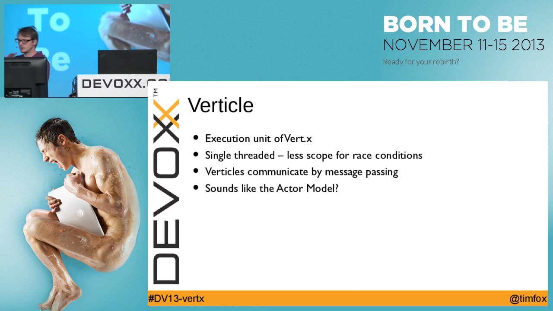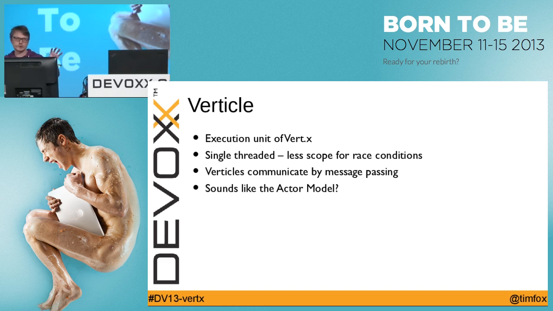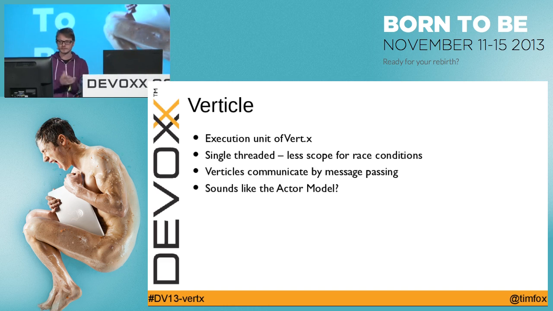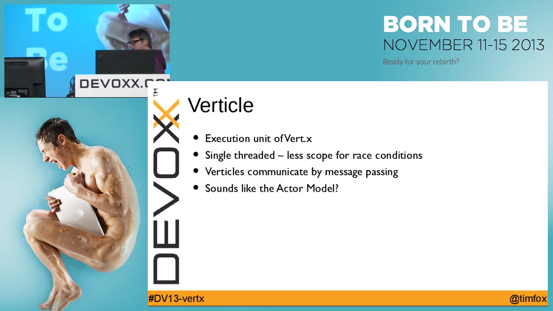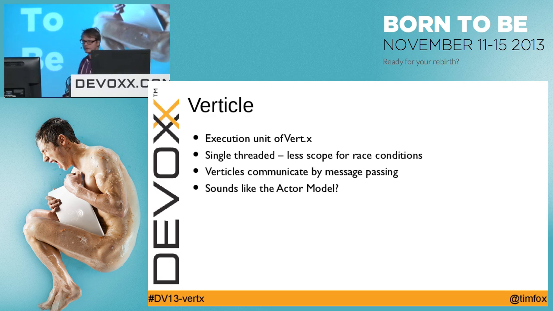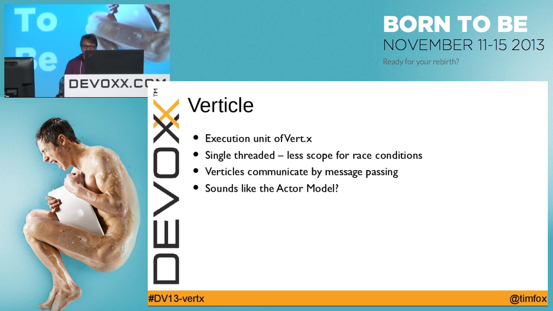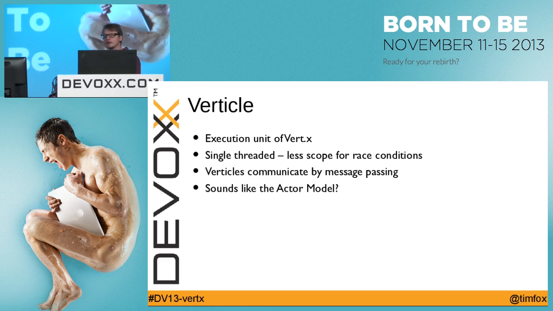So how do they talk to each other? So you have multiple verticals in your application. They talk to each other by passing messages over the event bus. So you may be thinking by this point, hang on a second, this sounds a bit like the actor model. You may be familiar with Erlang or Akka or something like that. And it is very similar. The concurrency model in Vert.x is very similar to the actor model, and it's a good model for concurrency.